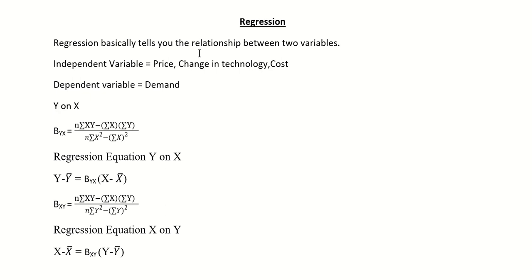And the formula for regression is byx equals n into summation of xy minus summation of x into summation of y, divided by n into summation of x square minus square of summation of x. And first we'll calculate byx. So basically byx tells you that if there is a 1% change in one variable, what would be the change in the other variable? Okay, so here I'll just write it down so that it will be clearer to you.